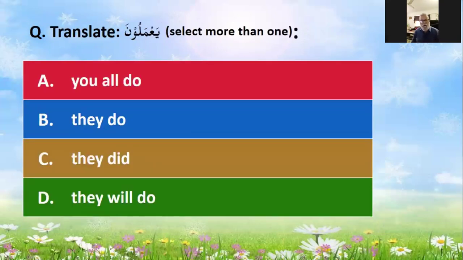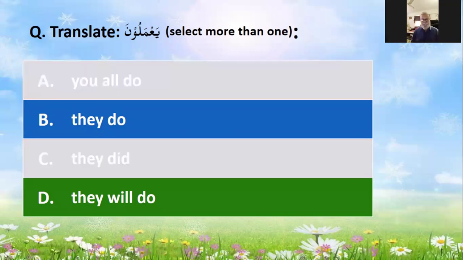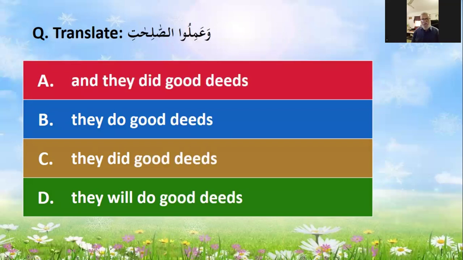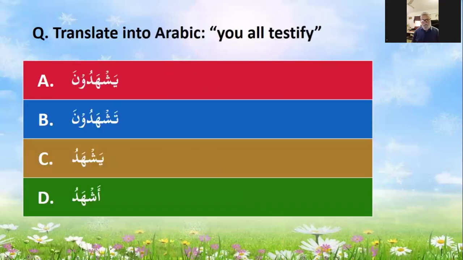Ya'maluna: you all do, they do, they did, they will do. A, B, C, D. Ya'maluna is mudari, so two possible answers: you all do, they do, they will do. Okay, ya is there, so they do or they will do. Ya'maluna means they. Wa'amilu salihat: and they did good deeds, they do good deeds, they will do good deeds. A, B, C, D. Wa'amilu salihat. A, and they did good deeds.